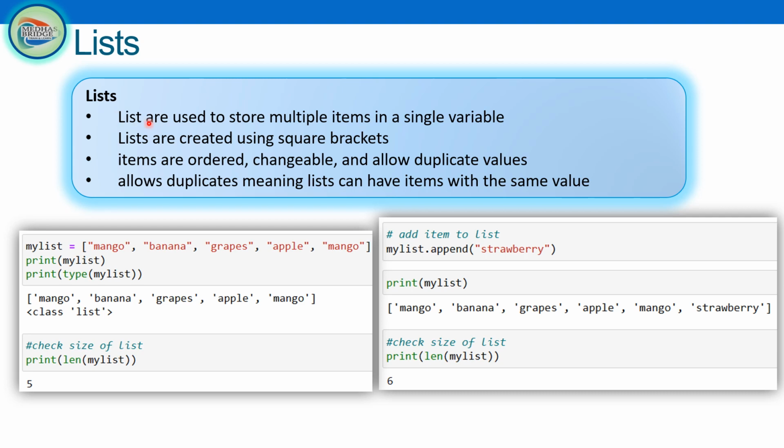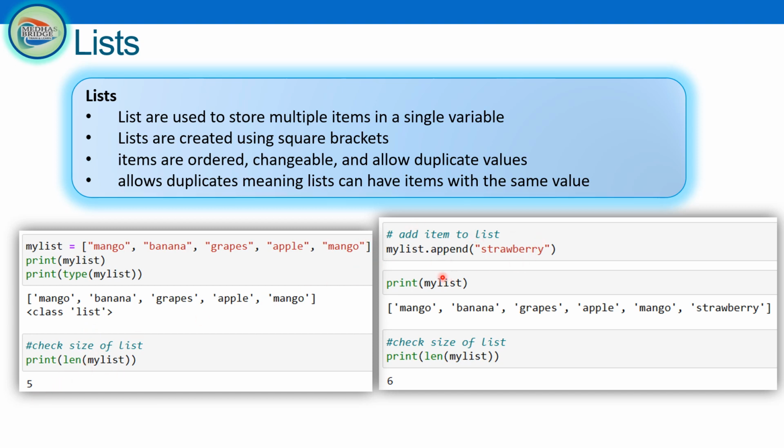Lists. Lists are used to store multiple items in a single variable. Here, mylist stored multiple items. Print mylist, print type of mylist. Here, list got created using square brackets. See all the elements from mylist and its type. Check size of the list. Using length, we will know the size of mylist, which is 5.